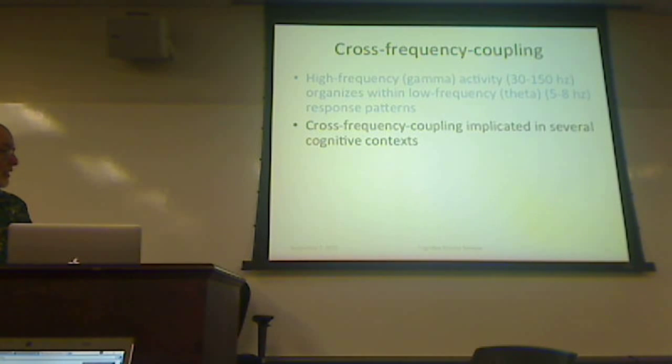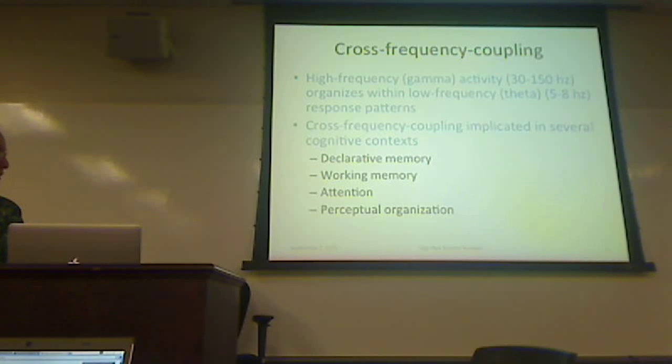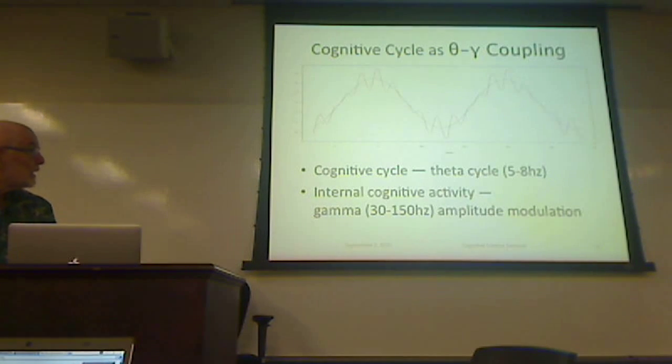So this kind of cross-frequency coupling is what cognitive neuroscientists have found in a number of cognitive contexts: declarative memory, working memory, attention, perceptual organization. And more keep coming up all the time. We've managed to talk about these rhythms in terms of a model, and I'd like to close with that idea, namely the cognitive cycle as a theta-gamma coupling.